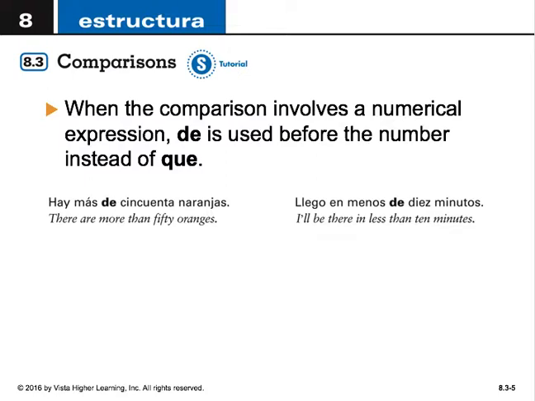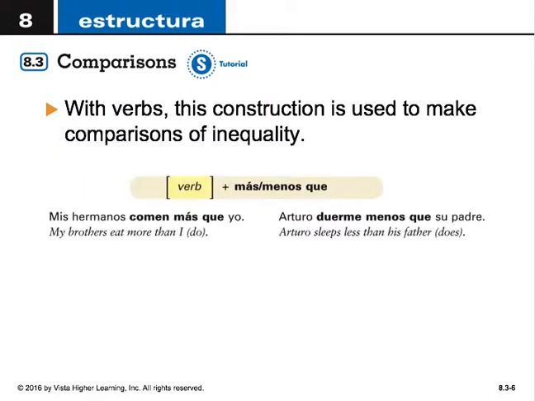When the comparison involves a numerical expression, de is used before the number instead of que. This is incredibly, incredibly important. You always say, hay más de 50 naranjas, and not más que. It sounds very weird. As I said, when the next one is a number, it will be de. Por ejemplo, llego en menos de 10 minutos. I'll be there in less than 10 minutes.